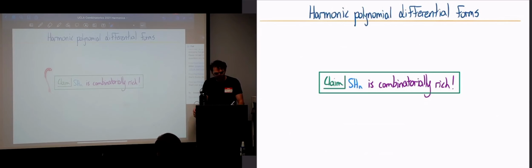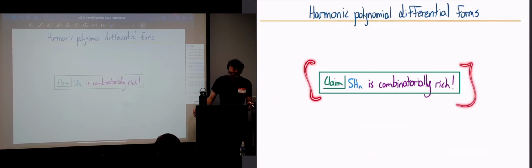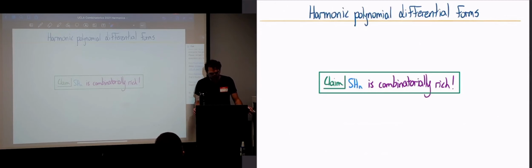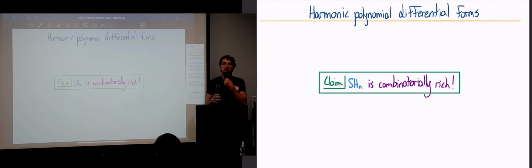And the overarching claim of this talk is that the super harmonics of SN are just a combinatorially rich structure. And we've seen a few hints of that, for instance, in the Q Stirling Hilbert series conjecture. And I will give more examples for the rest of the talk. Before I do that, are there any questions? Pause to drink. Yes, Pavel.